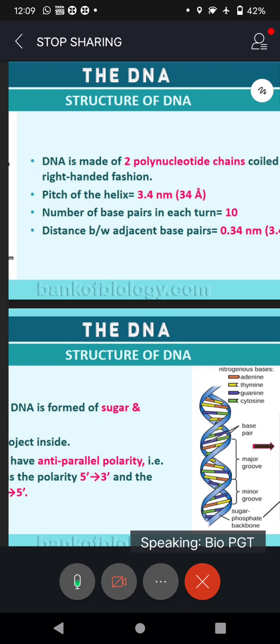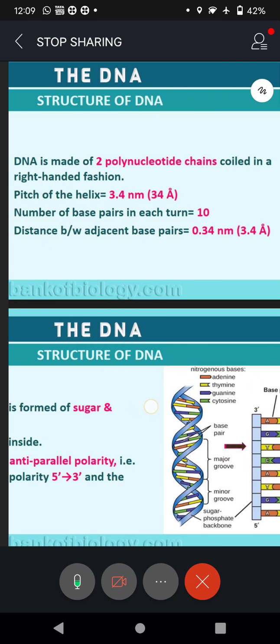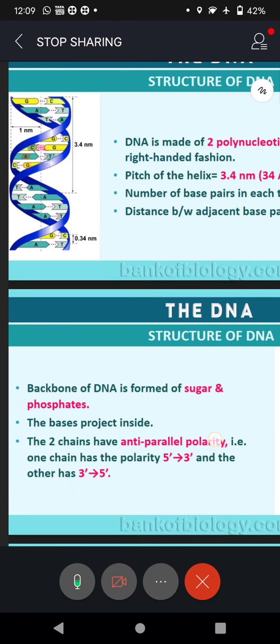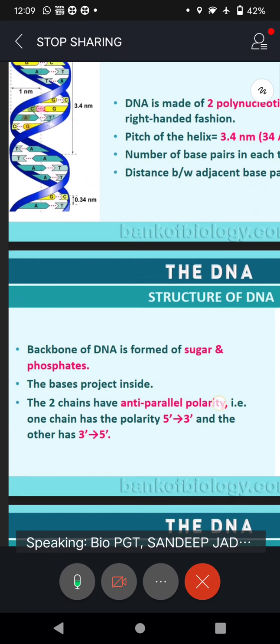DNA is made up of two polynucleotide chains coiled in a right-handed fashion. You understood that? Pitch of the helix is 3.4 nanometers or 34 angstrom units. Number of base pairs in each turn is 10. And the distance between adjacent base pairs is 0.34 nanometers or 3.4 angstrom units. Can they ask these measurements? No, nobody will ask.